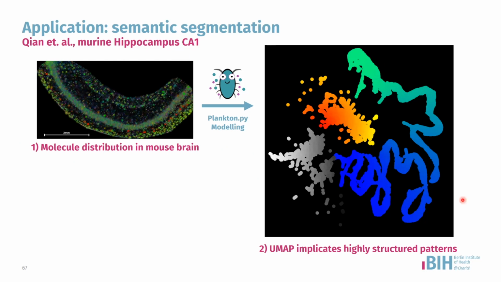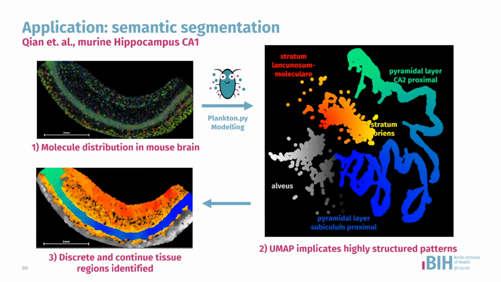It's quite nice. We have a highly structured pattern here. We have these nice distinct clusters, and we have this really long, elongated continuous cluster as well. When we map these colors back to the tissue, we can see that they correspond to discrete and continuous tissue regions, where you have very discrete layers within the tissue, and also this continuous gradient, which is actually not so well described in the context of the CA1. So we were very excited to see that this was discovered de novo within the tissue.